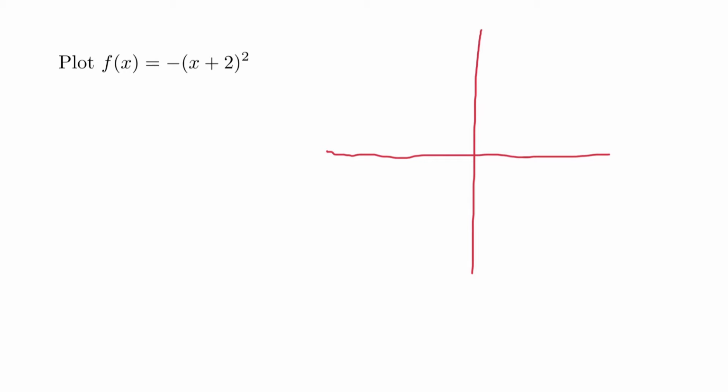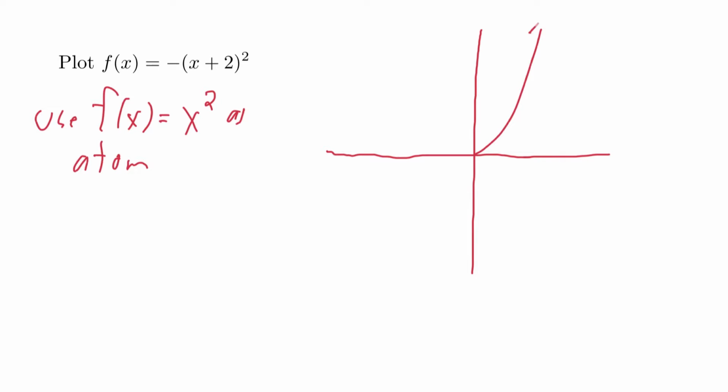So let's use f of x equals x squared as an atom. This is one of those pictures that hopefully you have in your mind. What we'll do here is apply the transformations to see what the new plot is instead of plotting every value. So first, we shift by 2.